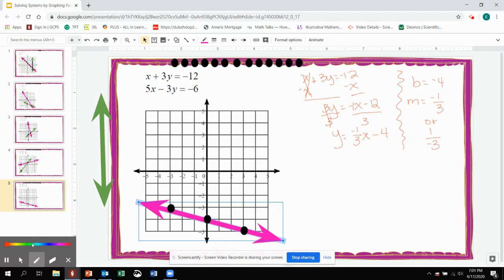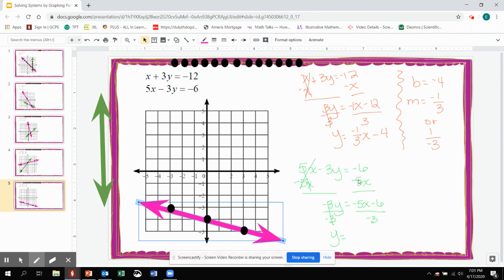All right, so now let's look at our second one. Our second one says 5x minus 3y equals -6. Again, I need y by itself, so I am going to subtract 5x from both sides. These are going to cancel and leave me with -3y equals, I have -6 minus 5x, so I'm going to write it as -5x minus 6. Now I need to divide both sides by -3. That's going to cancel these out and leave me with y.